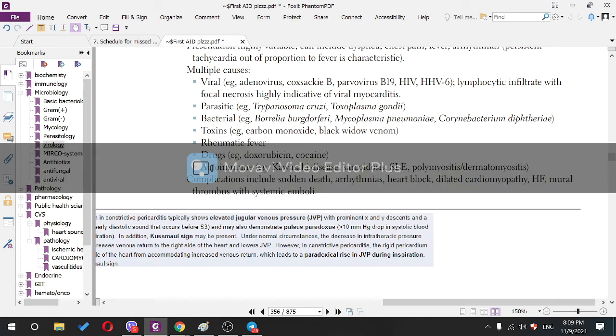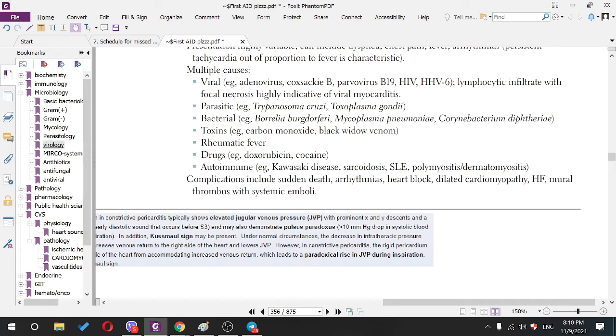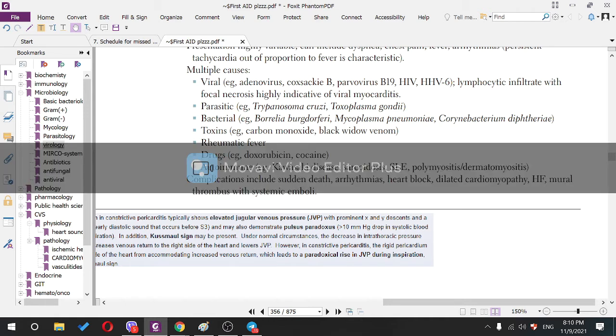So, autoimmune causes include Kawasaki disease, sarcoidosis, lupus, polymyositis, dermatomyositis. We'll speak about each of these individually. Complications include sudden death. Well, sudden death sounds bad. Okay, arrhythmias, heart block as well, and dilated cardiomyopathy.